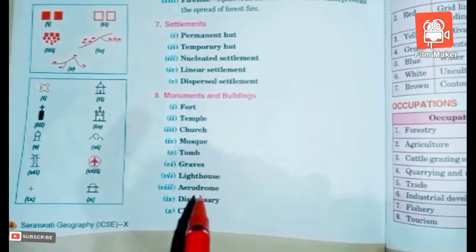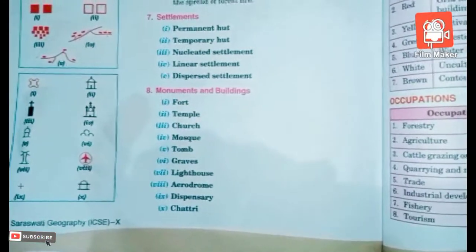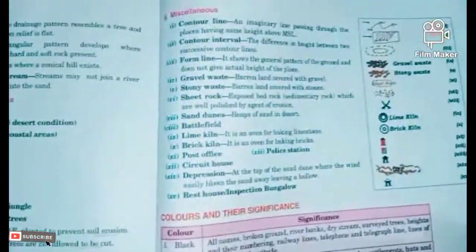Here are some monuments and buildings, and in front of them the names are written, so we can try to identify them. Next, some miscellaneous signs and symbols you can see on that map.